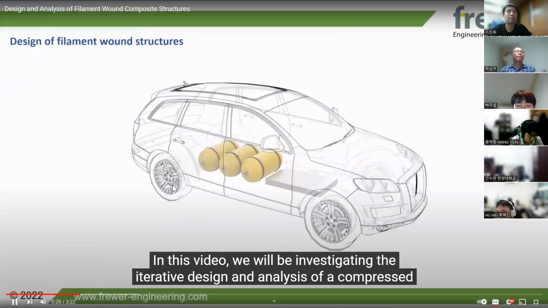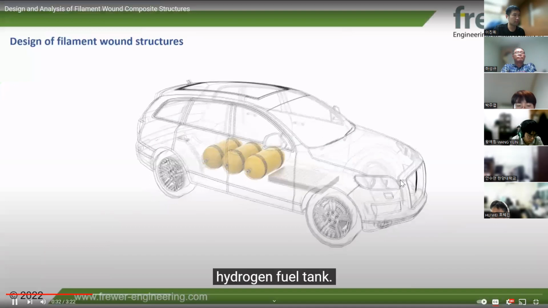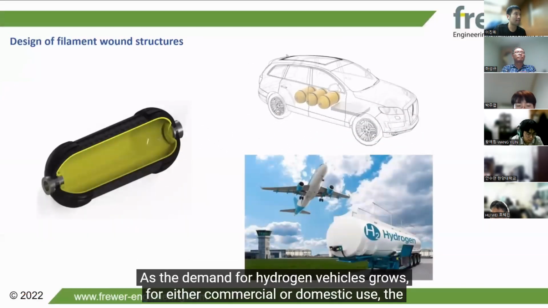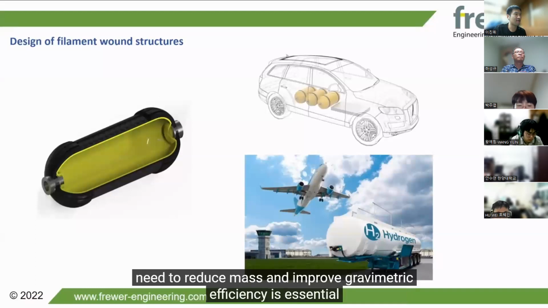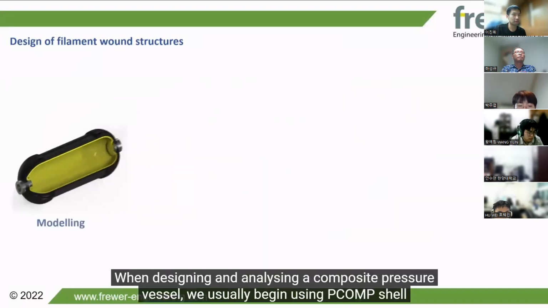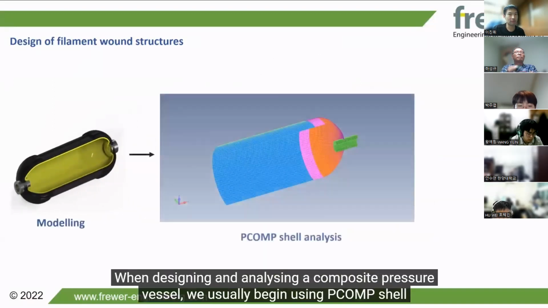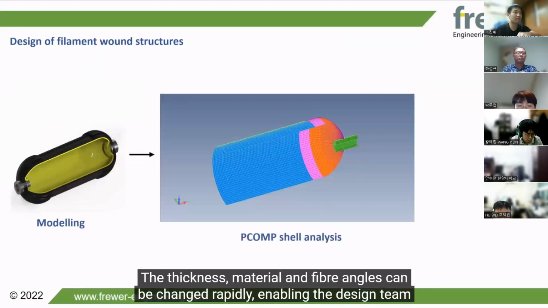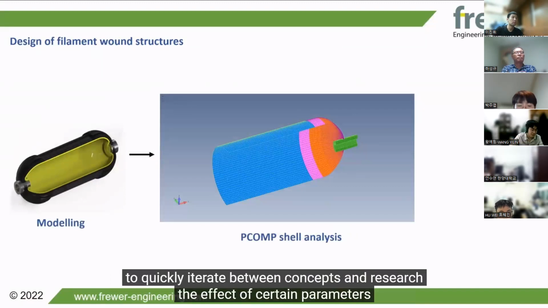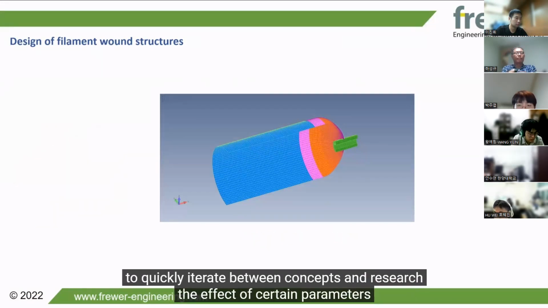We will be investigating the iterative design and analysis of a compressed hydrogen fuel tank. As the demand for hydrogen vehicles grow for either commercial or domestic use, the need to reduce mass and improve gravimetric efficiency is essential. When designing and analysing a composite pressure vessel, we usually begin using P-con shell elements. The thickness, material, and fibre angle can be changed rapidly, enabling the design team to quickly iterate in concepts and research the effect of certain parameters.